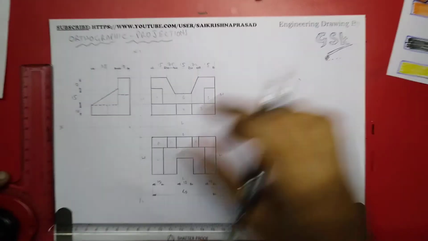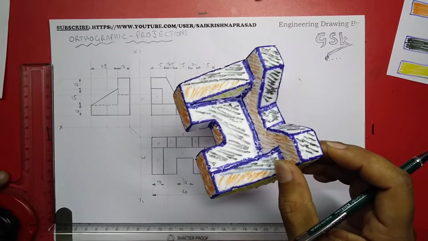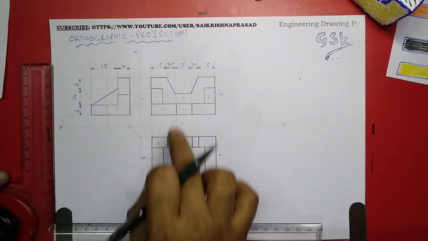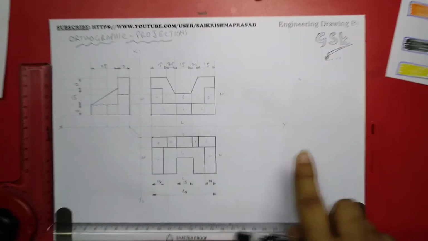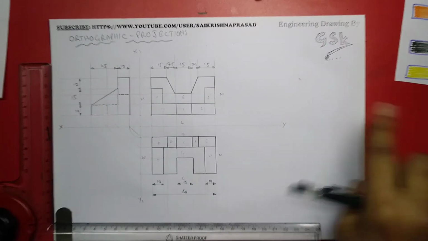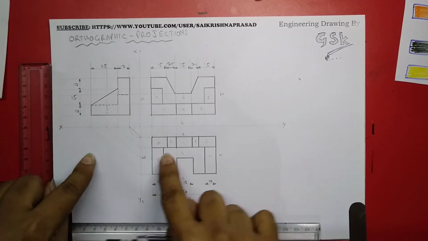In this way we have to draw the orthographic projections for these objects, with the hidden lines and fully visible lines. Now we'll be drawing the isometric projection for the same object over here.